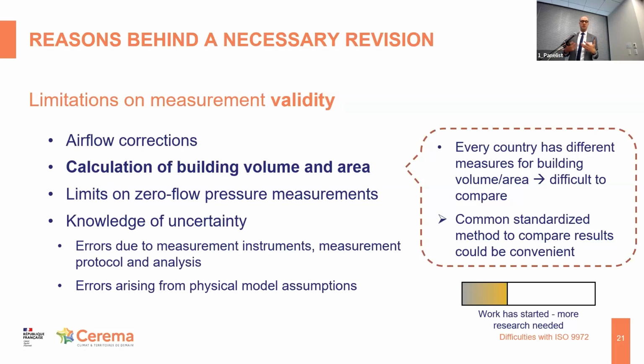Then there is some uncertainty due to the calculation of building volume and area. As Valerie and Ian already pointed out, each country has different measures to calculate the building volume and area. Some countries calculate the building volume excluding the internal walls, calculating the inner volume or the outer volume, or calculating the surface area including the floor area, or, like France, excluding the floor area. So they are really different measures for getting the derived quantities of the airflows.